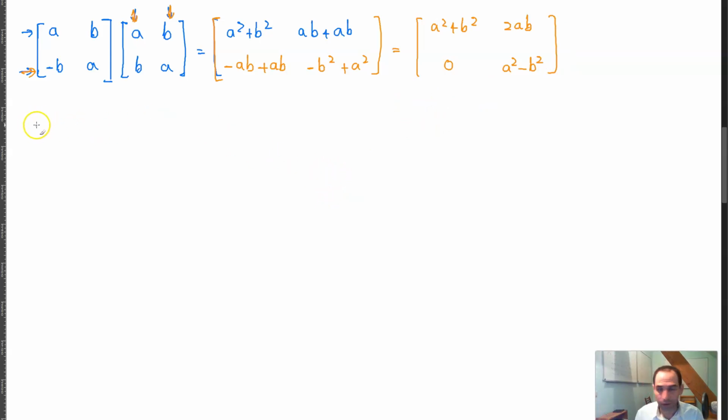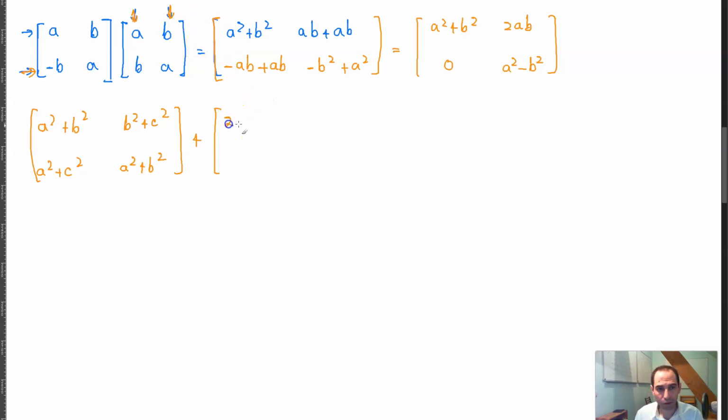Or if you have, for example, a squared plus b squared, and here you have b squared plus c squared, and here you have a squared plus c squared, and here you have a squared plus b squared. This is one matrix. Oh, this one was actually addition. So we will do it again afterwards, okay?